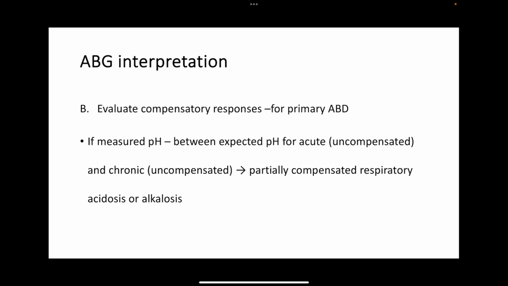For primary respiratory alkalosis, if pH is more than expected pH for acute condition, it indicates secondary metabolic alkalosis. If pH is less than expected pH for chronic condition, it indicates secondary metabolic acidosis. If the measured pH is between the expected pH for acute, that is uncompensated, and chronic, that is compensated, then it is a partially compensated respiratory acidosis or alkalosis. Chronic is compensated, not uncompensated.